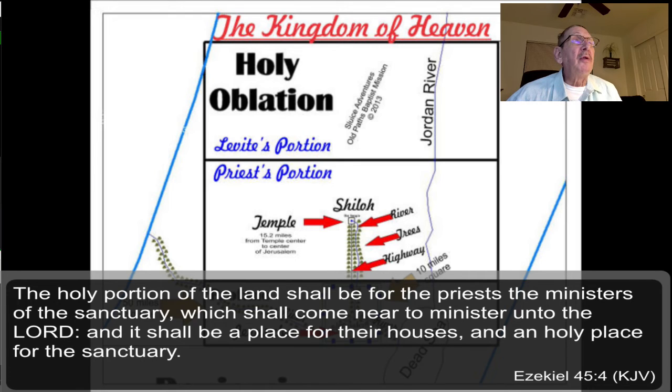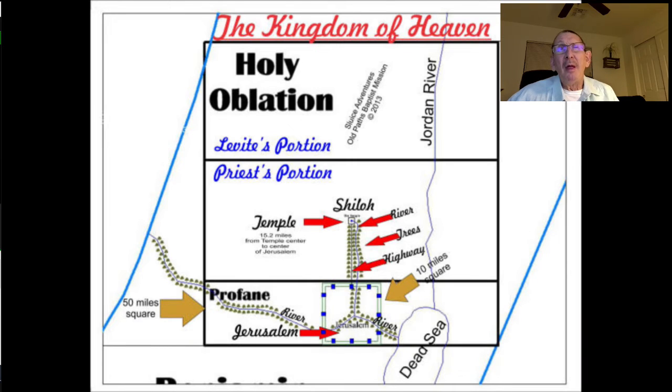And the holy portion of the land shall be for the priests, the ministers of the sanctuary, which shall come near to the minister unto the Lord, and shall be a place for their houses, and a holy place for the sanctuary. So basically, all the families that are associated with the temple priests are going to be living in this general area. And this area would come out to be about 50 miles long. And so those 10,000 reeds, which I think came out to, we know it's 20 miles wide. So it's a good area, and that'll be where the housing is for all of the priests, families, and such.